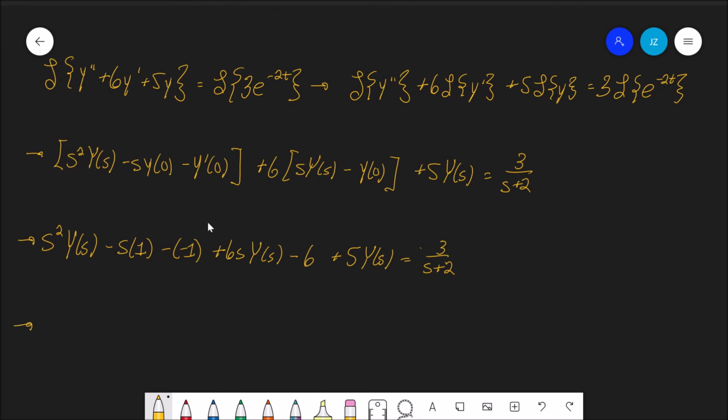Group together all our y of s terms: s squared plus 6s plus 5 times y of s. I'm going to move all the other terms over, so we get is equal to 3 over s plus 2 plus s minus 1 plus 6, which is 3 over s plus 2 plus s plus 5.